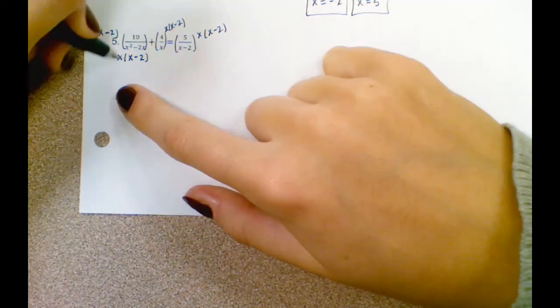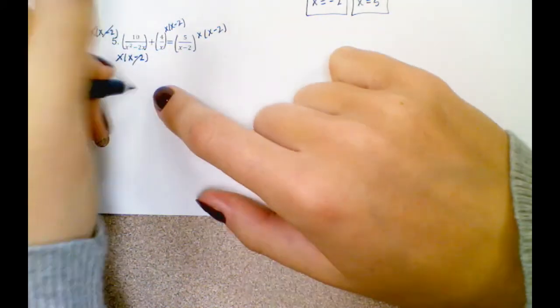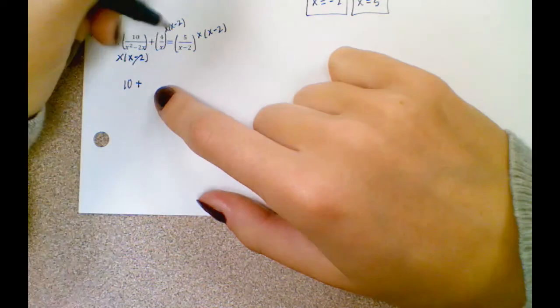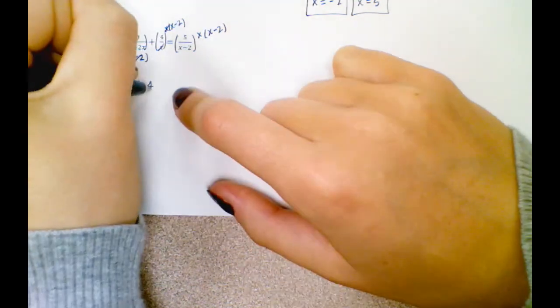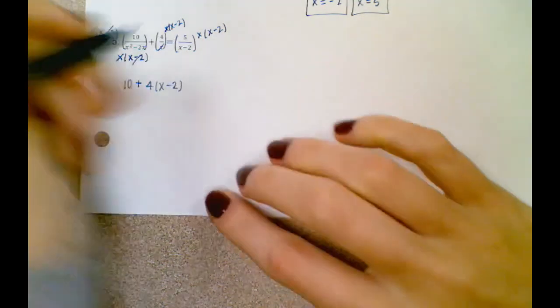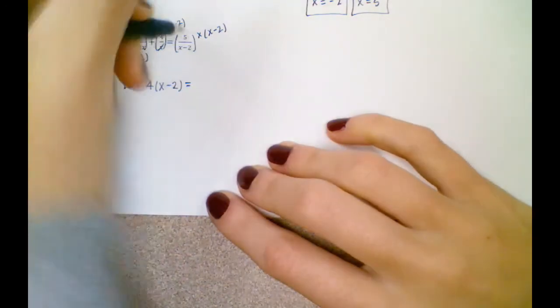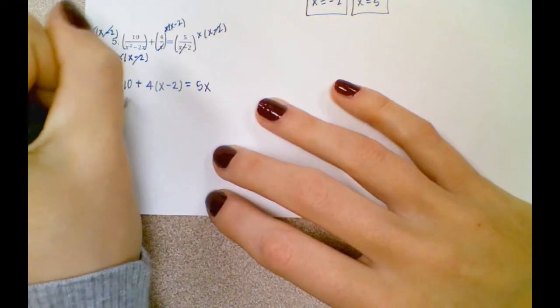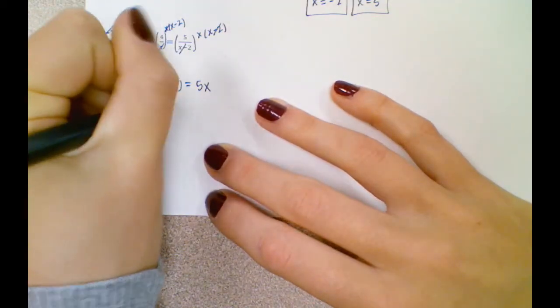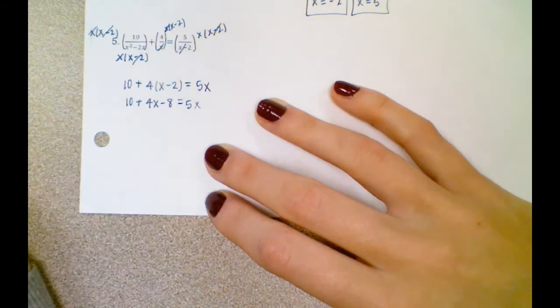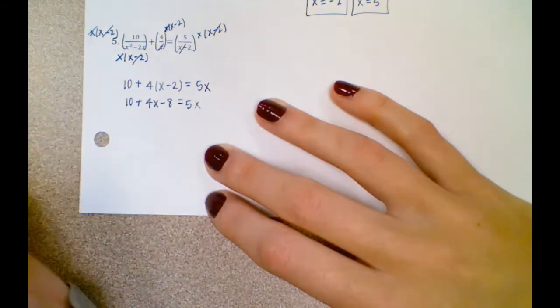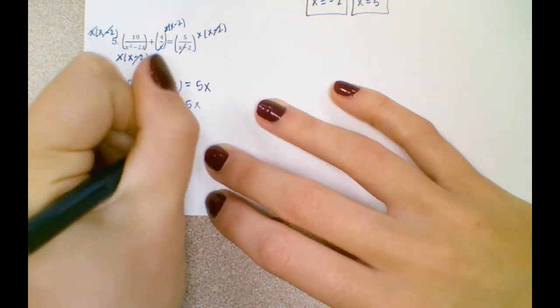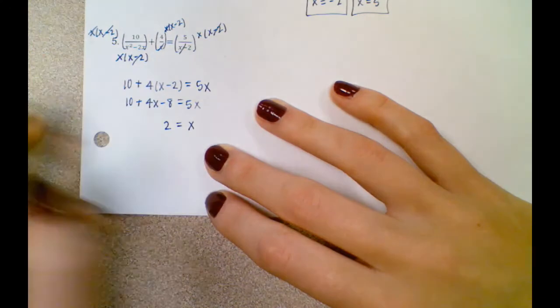Okay, so here everything goes gone. So I'm left with 10 plus, my x's are gone, so I'm left with 4 times x minus 2 equals, these x minus 2's are gone, so I'm left with 5x. Okay. So I get 10 plus 4x minus 8 equals 5x. I'm actually going to subtract this 4x over so that my x's stay positive. And then that's a 2, right? 10 minus 8 is 2.